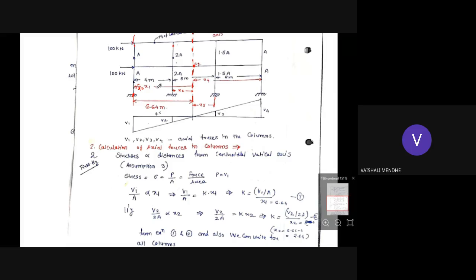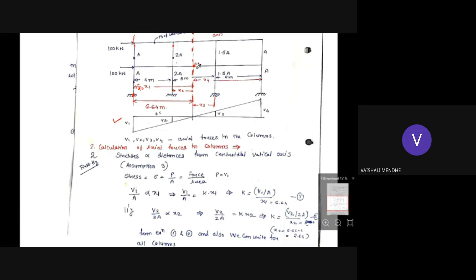So in this way we find out the values of x1, x2, x3 and x4 after finding out the value of x bar. Okay, and here in this figure you can see this is a stress diagram of the column which shows the forces in the columns. Okay, that is V1, V2, V3, V4. These are the actual forces in the column.